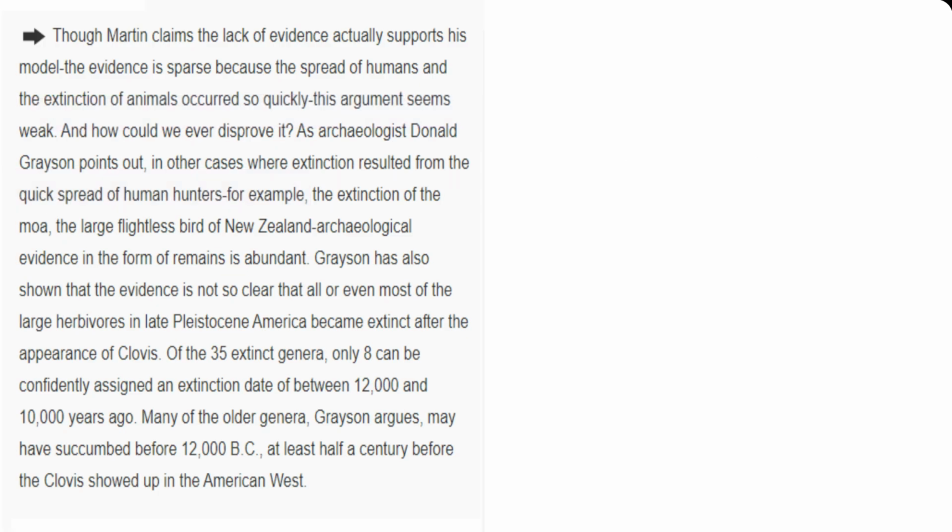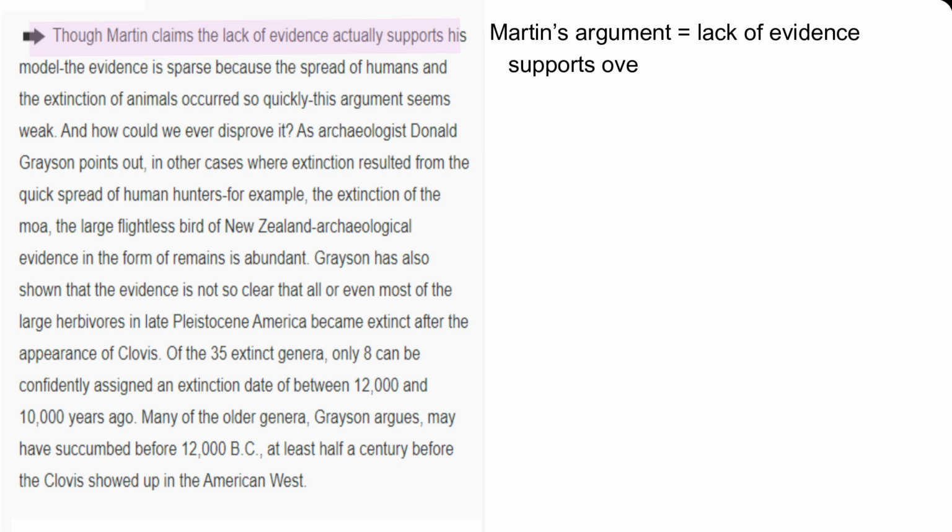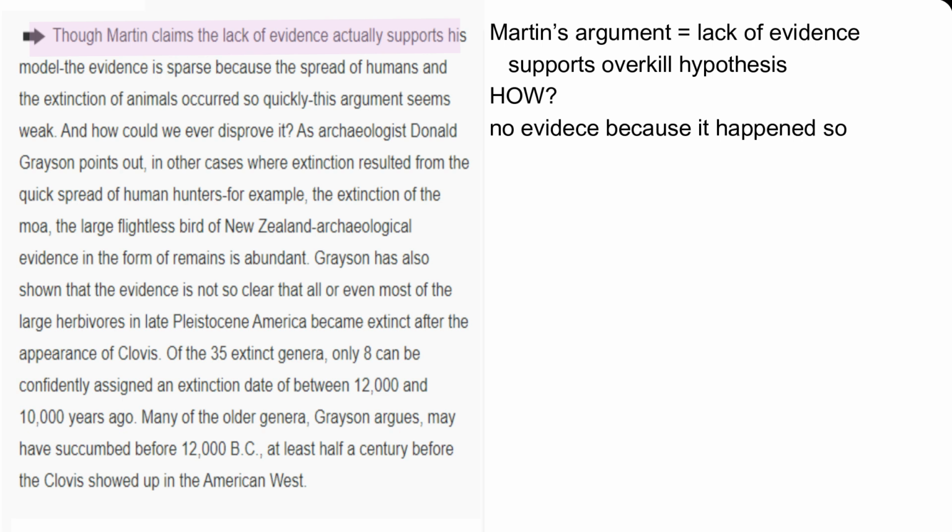Seventh paragraph. Moving on to the final paragraph, let's read the first few sentences to see where the discussion is going. Though Martin claims the lack of evidence actually supports his model, the evidence is sparse because the spread of humans and the extinction of animals occurred so quickly. This argument seems weak, and how could we ever disprove it? It begins with Martin's argument being unconvincing. And what is Martin's argument? The lack of evidence actually supports the overkill hypothesis, since the event of humans killing the mammals happened so quickly. And it continues the same line of thought. So we know that the paragraph continues the previous paragraph about problems with the Pleistocene overkill hypothesis.